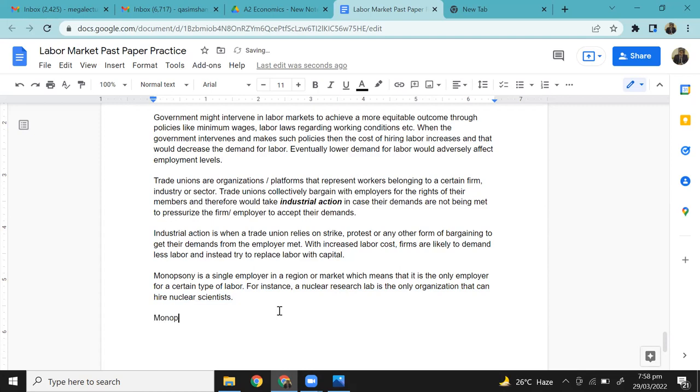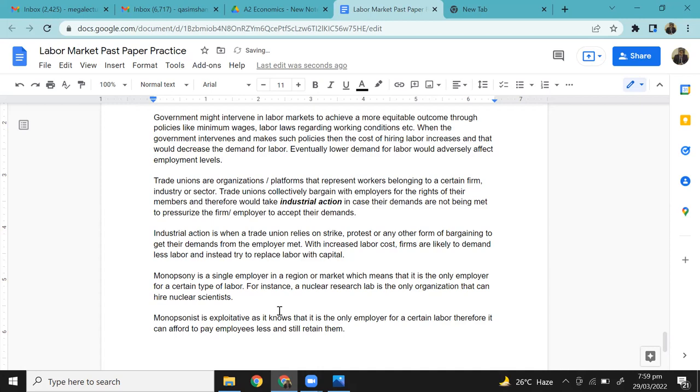Monopsonist is exploitative, as it knows that it is the only employer for a certain labor, and therefore it can afford to pay employees less and still retain them, right? Now, are you getting me what I'm trying to say here?